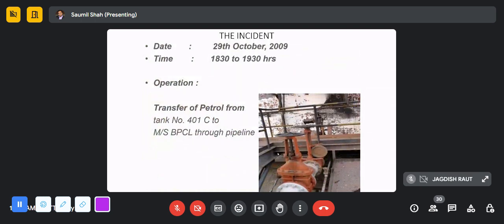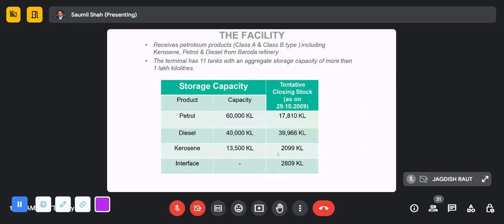The incident was around 20th October. What was the incident? It was the transfer of petrol from the tank to BPCL through a pipeline. The transfer of petrol from tank to pipeline is a routine process which is carried out. What was the storage capacity? That is 60,000 KL of petrol, 40,000 KL of diesel, and 13,500 KL of kerosene. At the time of closing stock, you can say petrol was around 17,810 KL at the time of the incident.